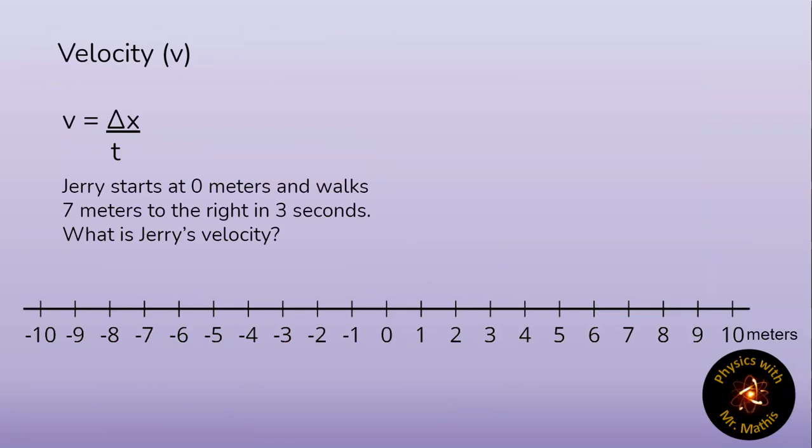Let's look at some velocity problems. Remember our equation, velocity equals delta x divided by t. In our problem, Jerry walks from 0 meters to 7 meters on this number line. So he's moving to the right. He takes 3 seconds to move. We want to know what Jerry's velocity is.